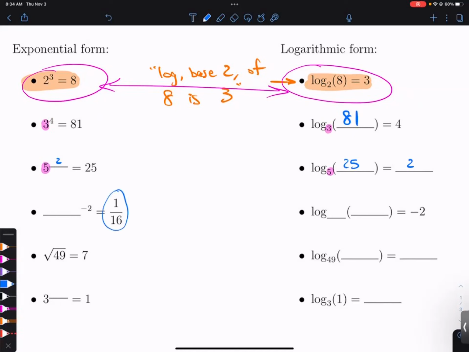1/16. We've got a negative exponent, right? So what to the negative 2 power would give you 1/16? 4. Negative means you're going to flip it over, 2 means you're going to square it. So if we take 4, flip it over and square it, you get 1/16. What does that mean as a logarithm? The log base 4 of 1/16 is -2.